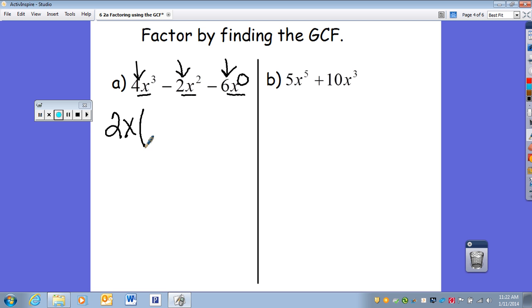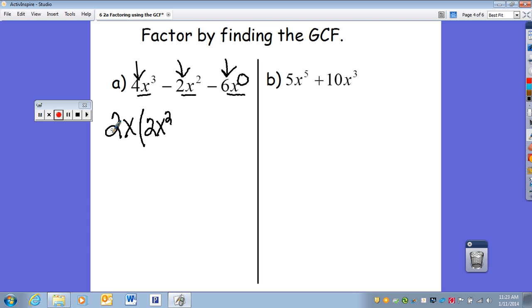Now what we do is we simply divide each of the terms individually by our greatest common factor. So 4x cubed divided by 2x. 4 divided by 2 is 2. X cubed divided by x, we keep the base, and remember when we divide, we subtract the exponents. So if I have 3 x's and I take one of them away, I have 2 left.